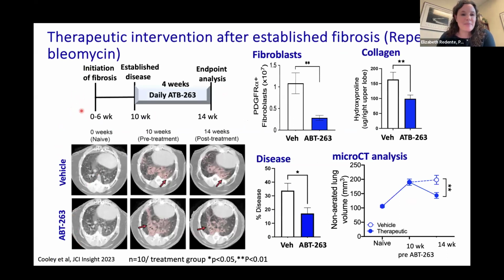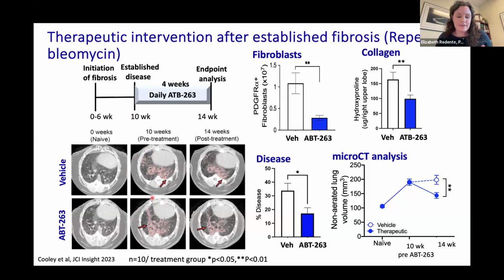So we initiated fibrosis between 0 and 6 weeks, so 3 doses of bleomycin. We allowed the mice to develop fibrosis, so they had established disease. And we can see that here looking at the CT scans, the fibrotic area is overlaid in red. So this is the time point where we began our therapeutic intervention. So all the animals were fibrotic. And we know from our time course studies that the fibrosis is going to persist.